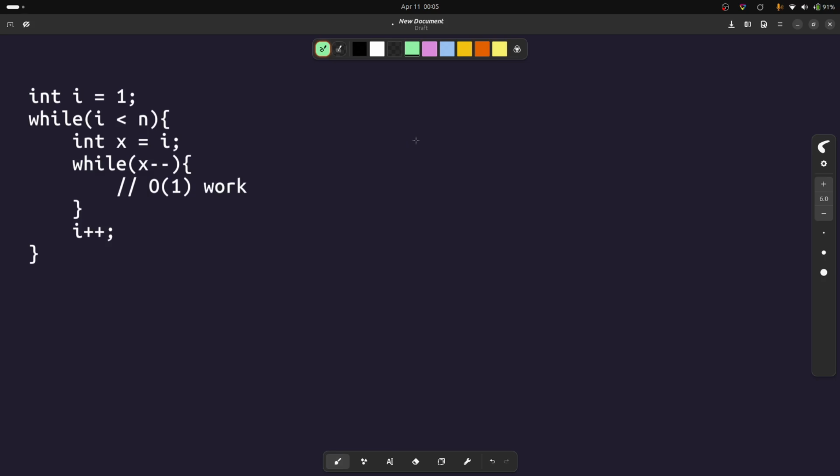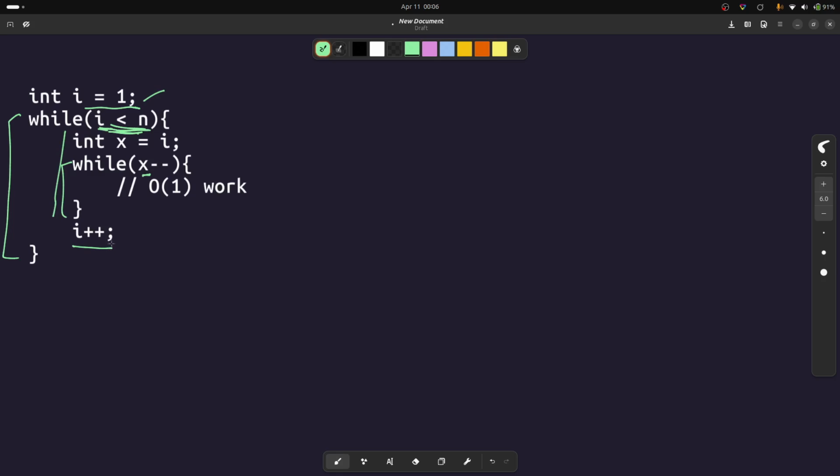Okay guys, so this is problem number 3. Now this is a nested while loop. You see there is an outer loop, this one, and then there is an inner loop, this one. If we try to understand what the loop is doing, we will be able to figure out the time complexity. The outer loop variable is I and the inner loop variable is X. Thinking about the outer loop first, I starts from 1, as long as I is less than n, do this work and then do I plus plus.